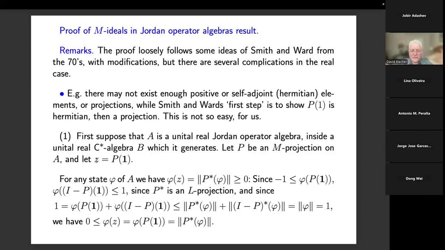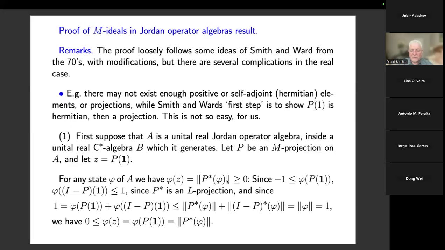that if we let Z be P of 1, then for any state, phi of Z is the norm of P star of phi is positive. And this uses the fact that the dual of an M projection is an L projection. And because of that, we have this displayed equation at the bottom of the screen, which tells you that phi of Z is positive, and that's phi of P of 1, of course.